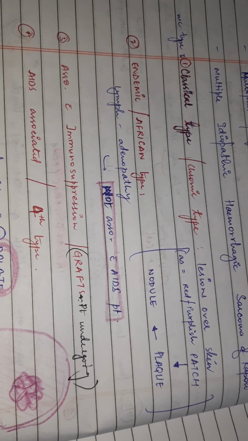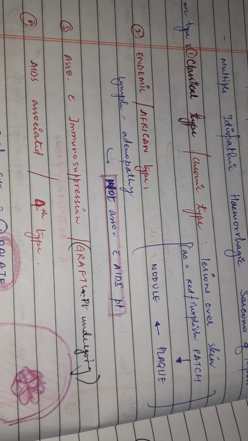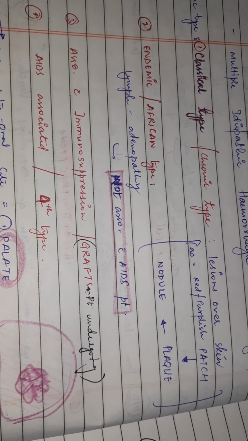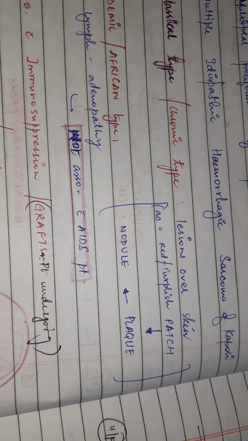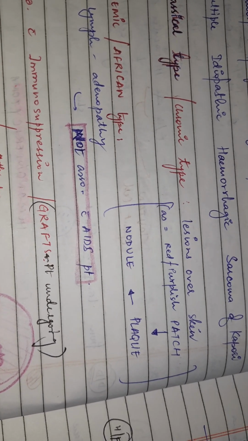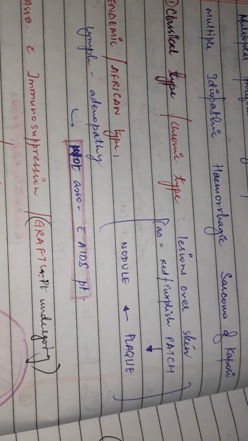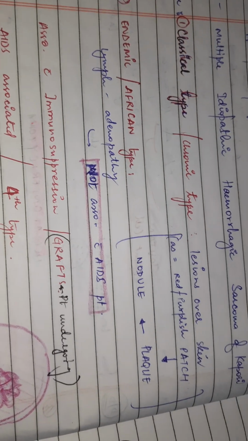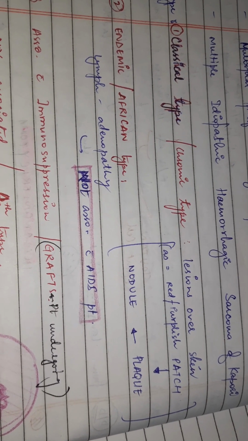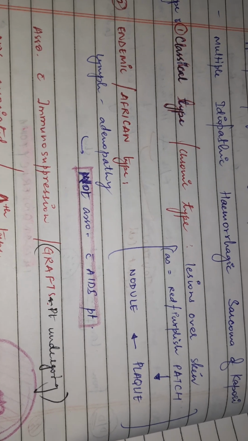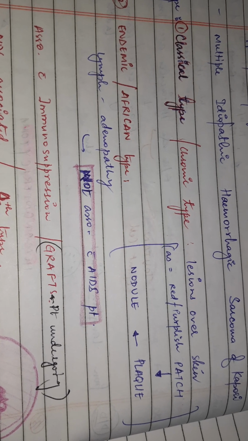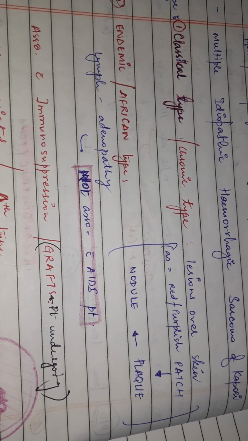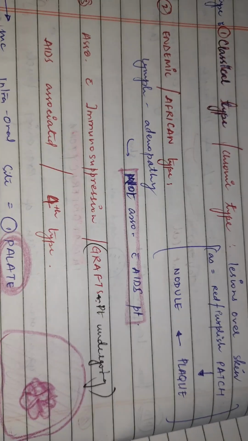The most common type is the classical type. By the way, there are four types. The classical type, also called the chronic type, shows lesions over the skin as red purplish patches, which convert into plaques and then nodules. The endemic or African type is not associated with AIDS and shows lymphadenopathy.